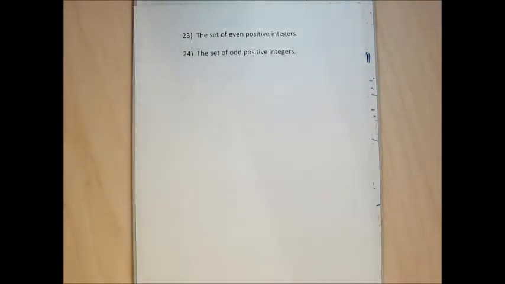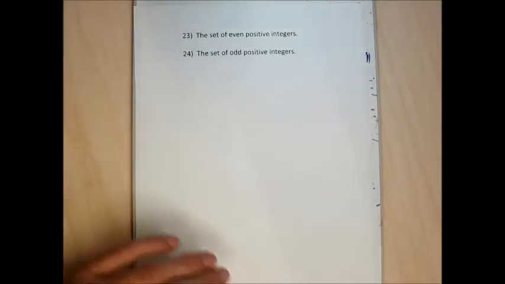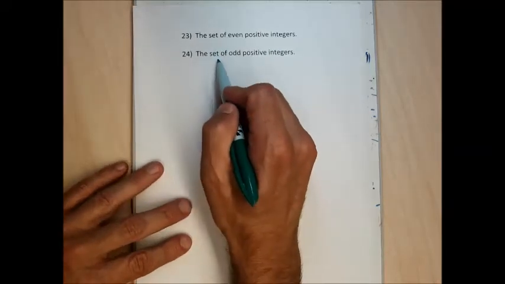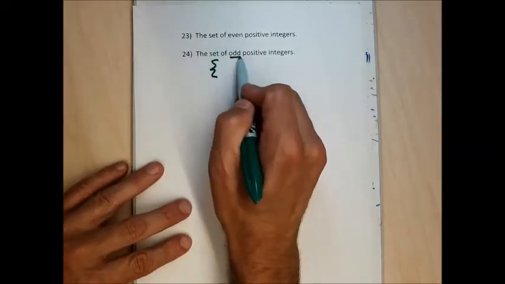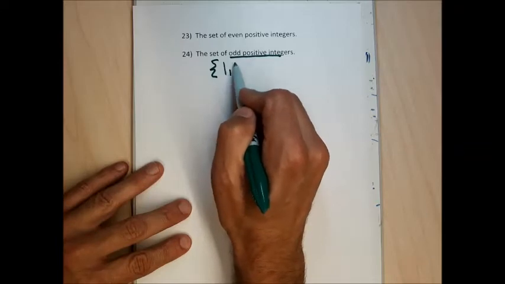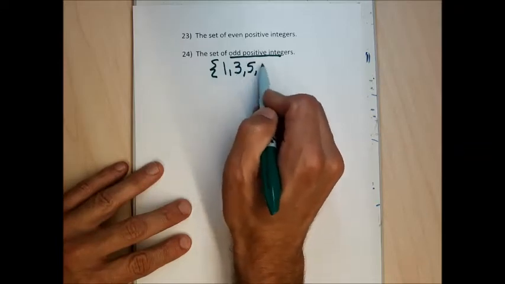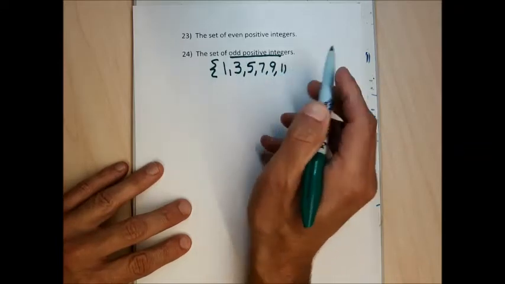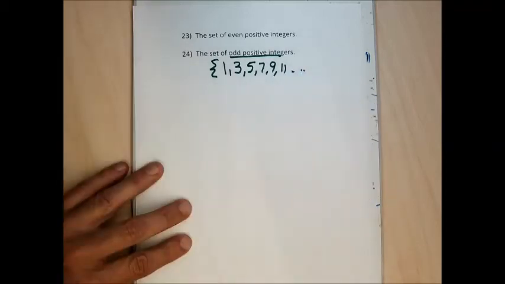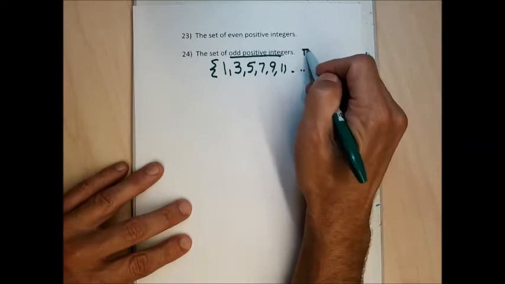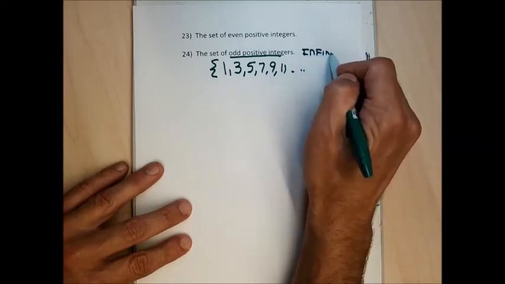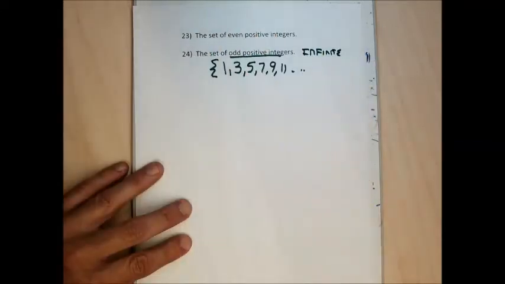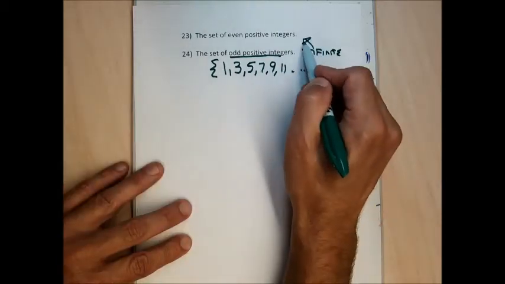23 and 24 talk about positive integers. My set in 24 wants to be the set of odd positive integers. That would be like 1, 3, 5, 7, 9, 11. This set will go on forever because positive integers go on forever. This is going to be an example of another infinite set. Your 23, I imagine, is another infinite set.